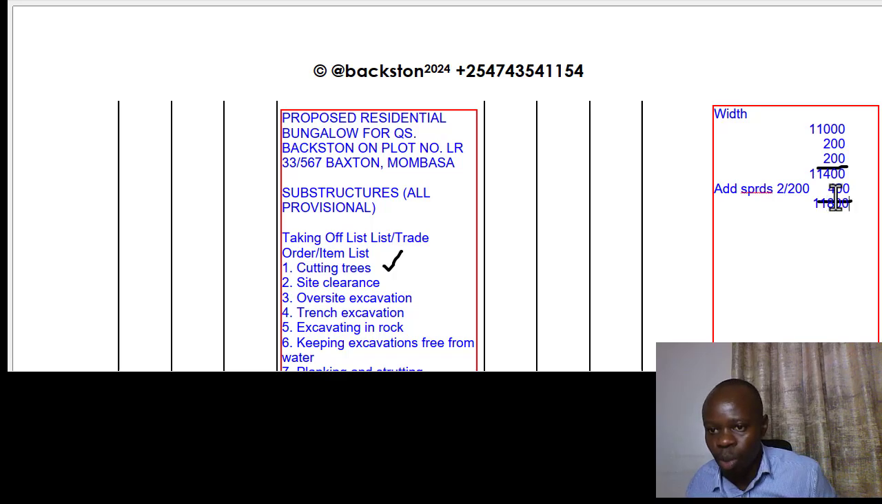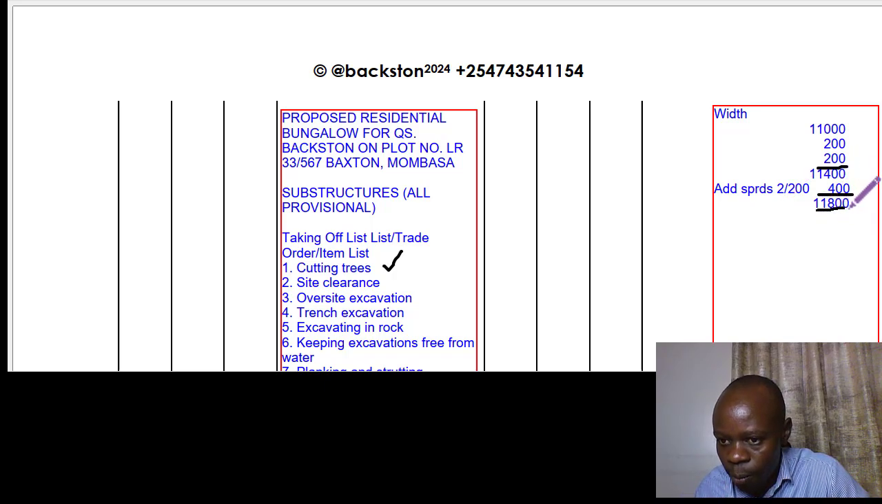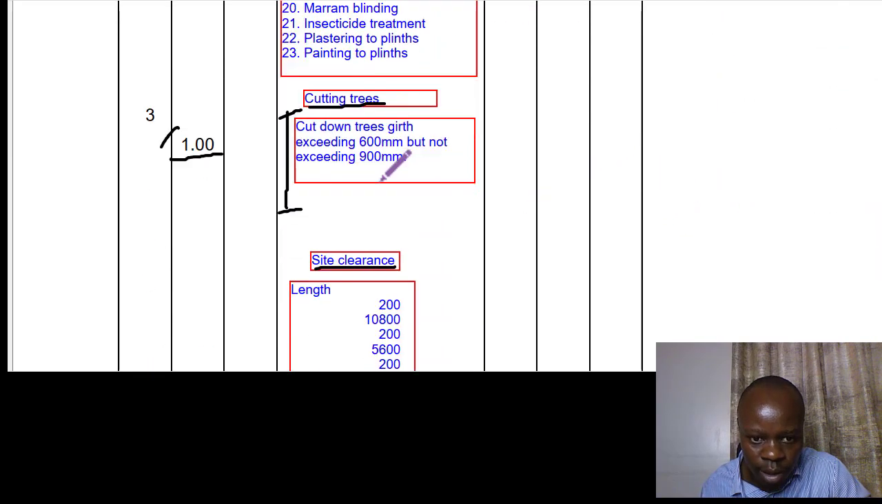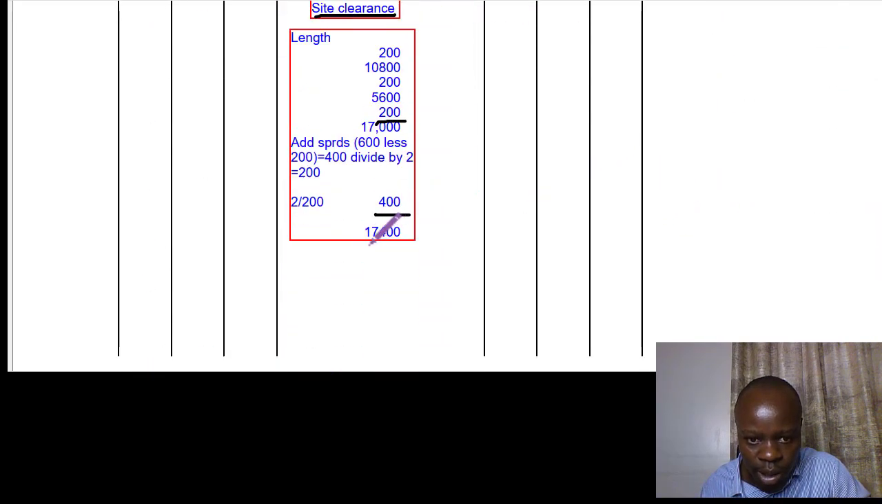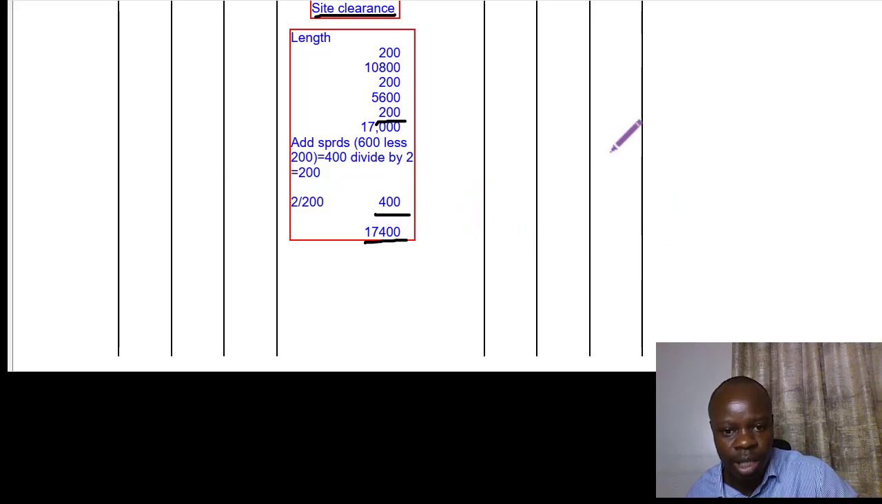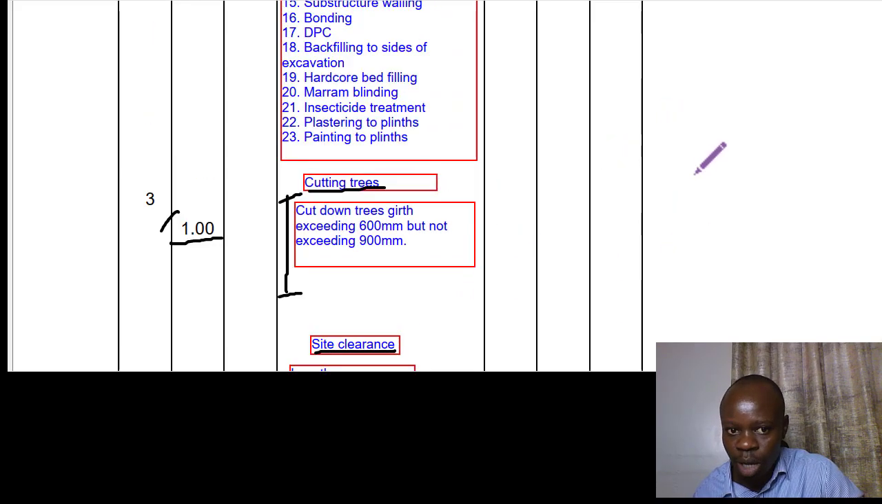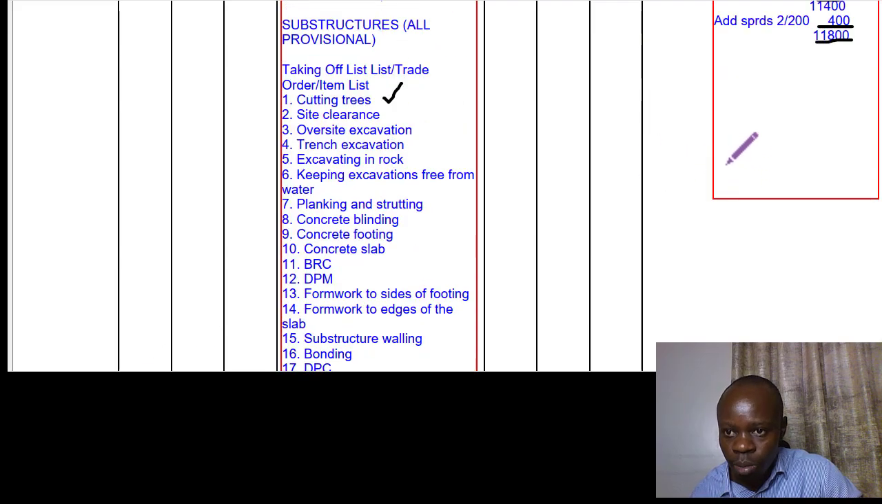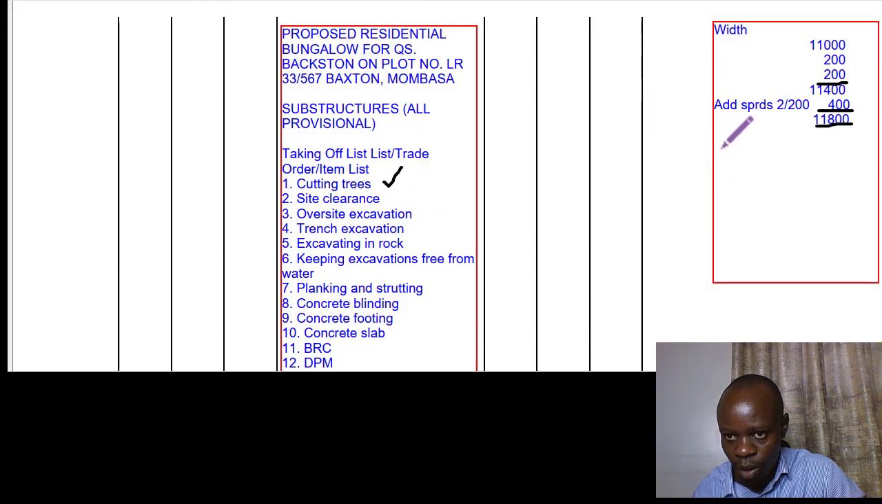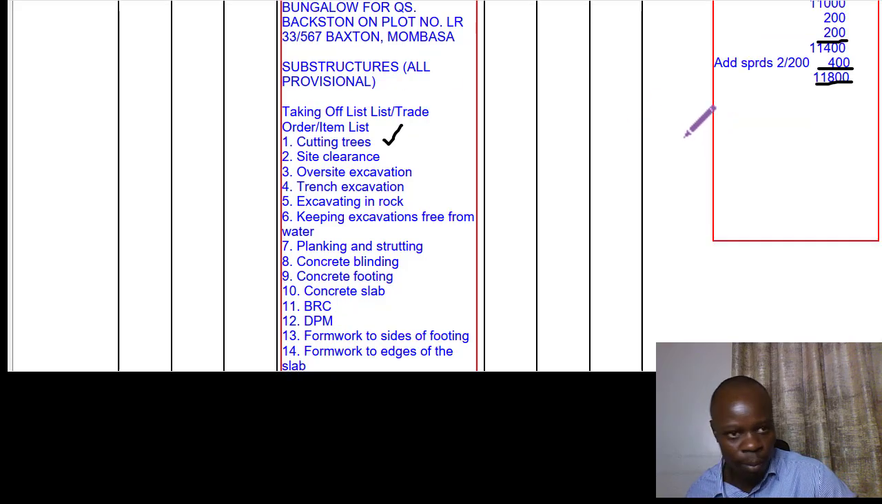11,800. So let me erase this, and then we have another line there. That's quite well. So we have a total of 11,800 for the width, and the other side we have 17,400 for the length. So those are the ones that we are going to use to get our gross area. Of course, then we'll need to deduct from those dimensions.